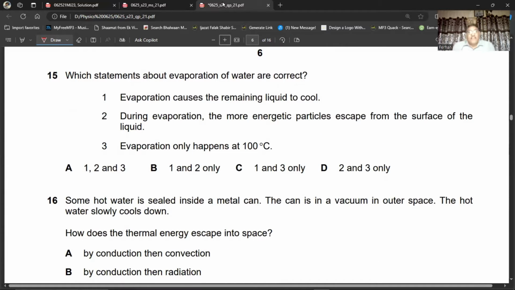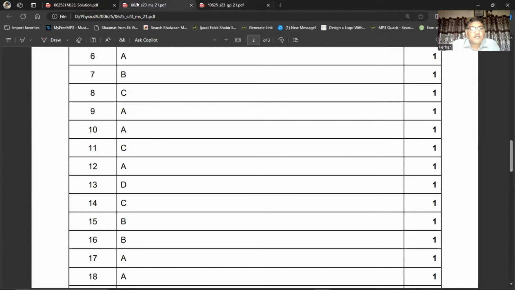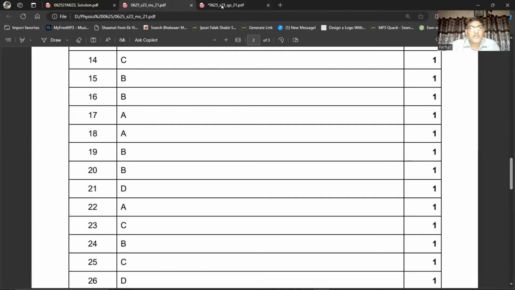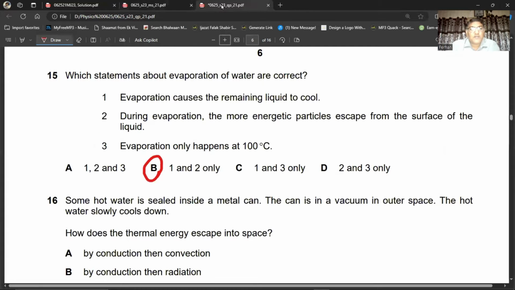Question number 15. He says, which statement about evaporation of water are correct? Evaporation causes the remaining liquid to cool. That is true. During evaporation, the more energetic particles escape from the surface of the liquid. That is true. Evaporation only happens at 100 degrees centigrade. That is wrong. So only 1 and 2 is right. So I think B is the option. Question number 15, B is the right option, sir.